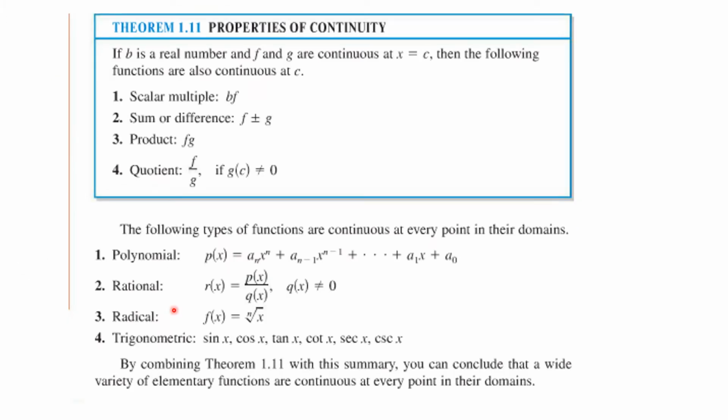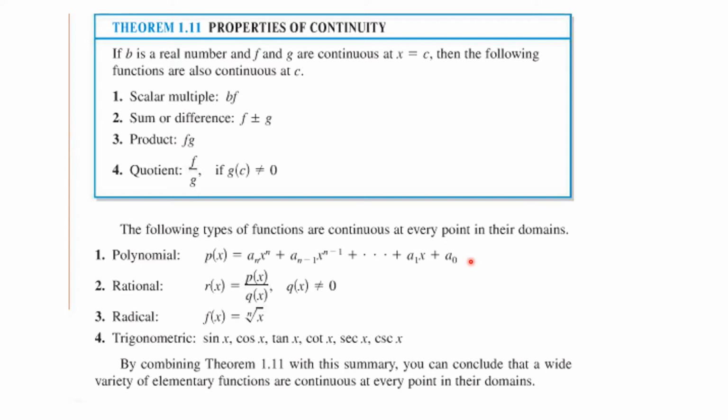Continuity is a well-behaved characteristic of functions. For example, if you have continuous functions, you can take a scalar multiple and still be continuous. You can add and subtract continuous functions. You can take the product and you can take the quotient. So many types of functions are continuous at every point in their domains. That doesn't mean necessarily they're continuous for all real numbers, but in their domains they are.